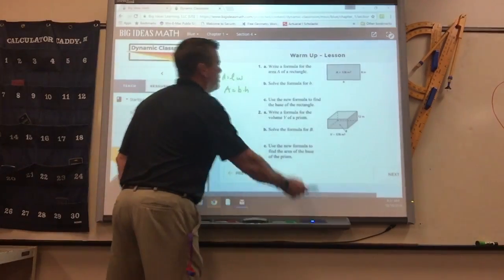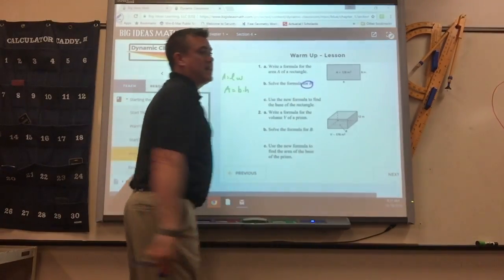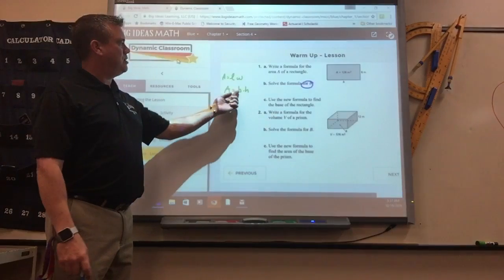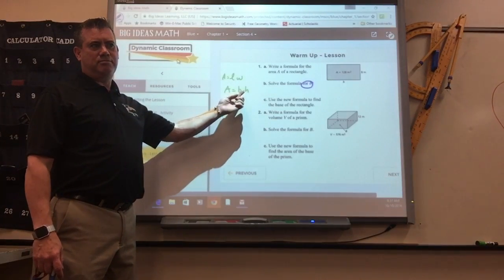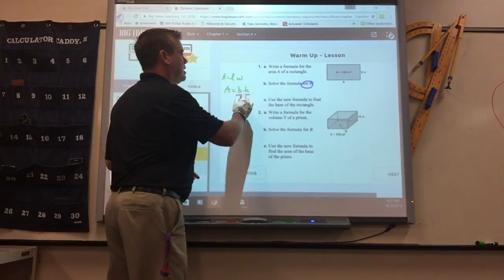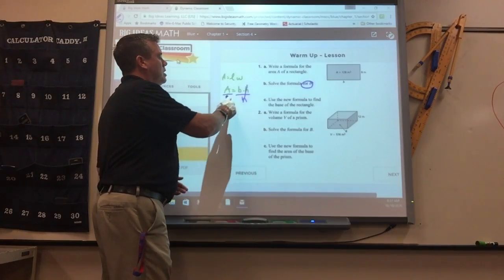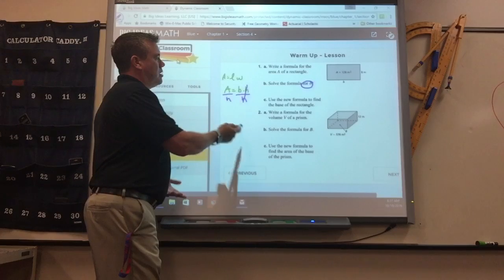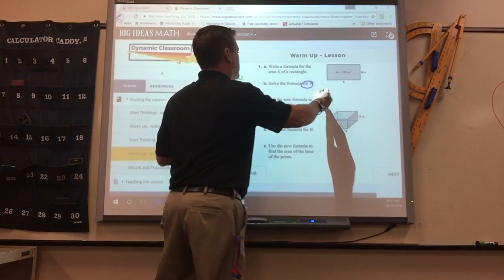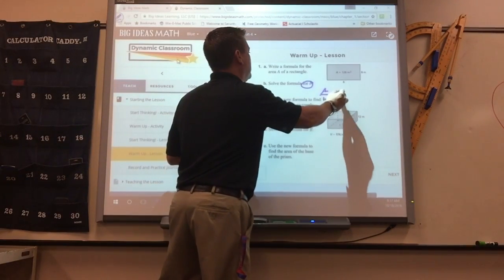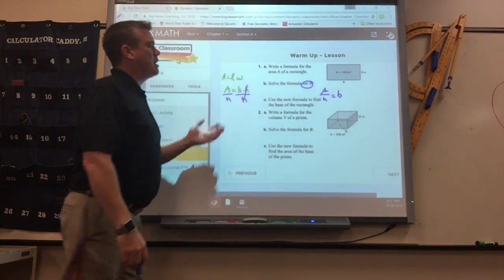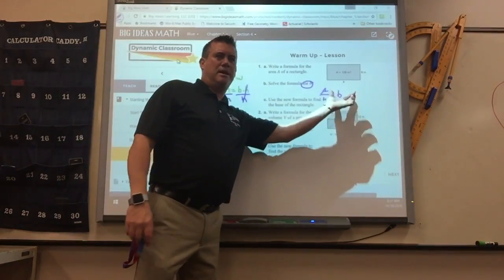So when it says solve for B, that means get it by itself. What do you got to do to get the B all by itself? Divide by H. Since it's times H, you do the opposite, divide, because then they cancel. Do the same to the other side, and then you're done. So it's A over H equals B. And you could write it backwards, B equals A over H. It doesn't matter what side.